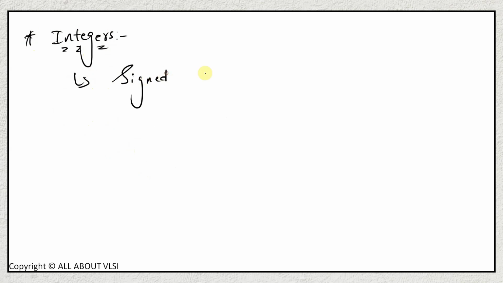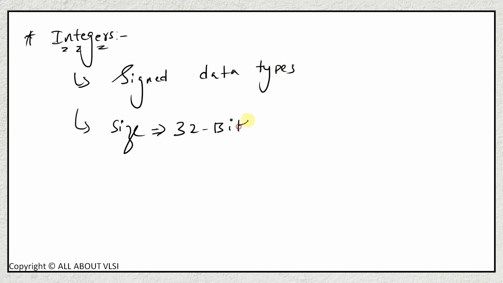So coming to another type of data types, which is known as integers. So what are these integers? Integers are basically signed data types, and the size of this particular integer is 32 bits. Signed data types are nothing but those which can also store negative values.